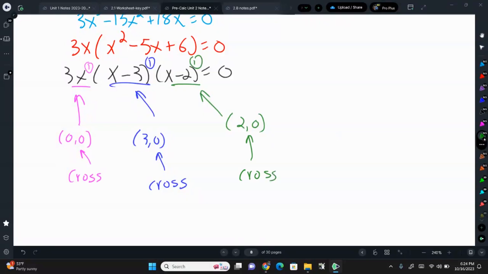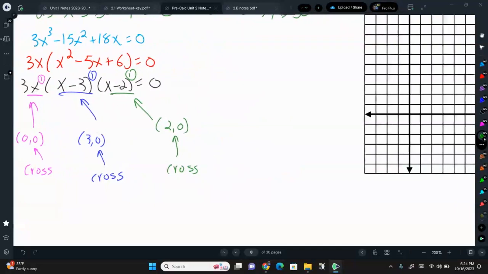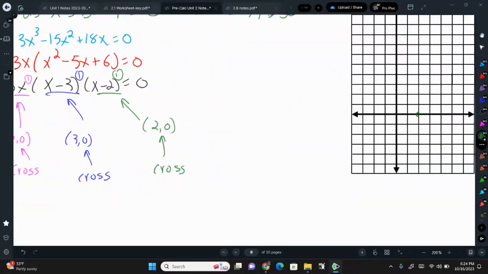So let's go through and plot all of our points, 0, 0, 3, 0, and 2, 0. And I'm going to use the same colors.